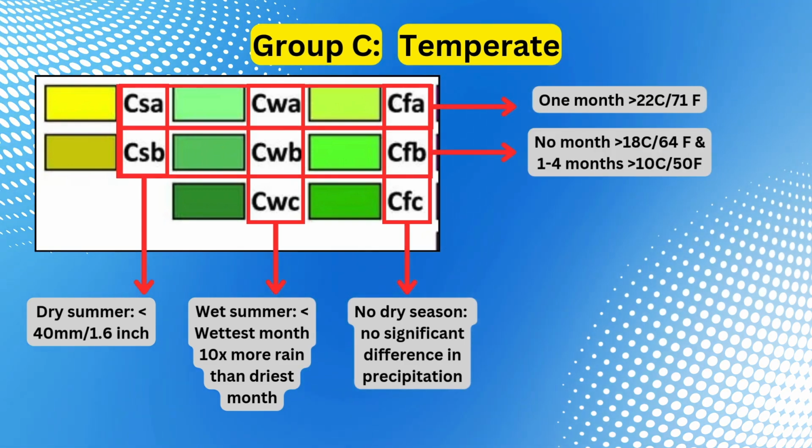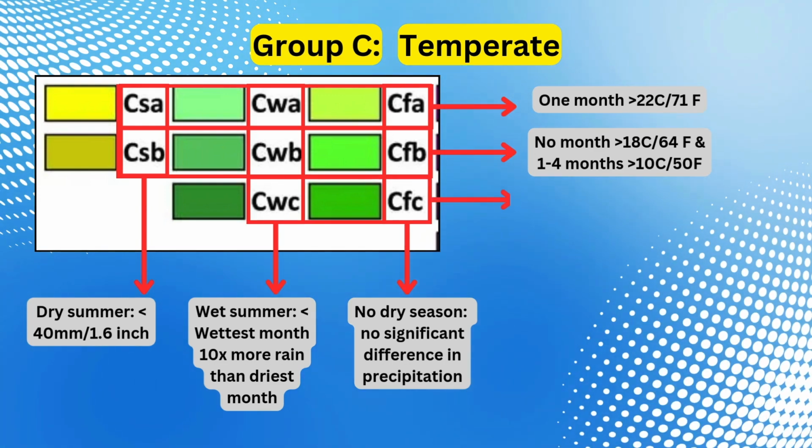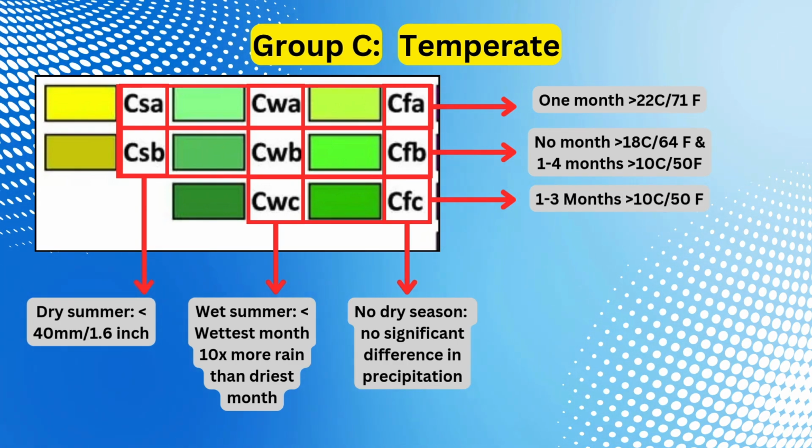If it's a B, it means that the area has a warm summer where no month has an average of above 22 degrees Celsius, and at least 4 months have an average temperature of above 10 degrees Celsius or 50 degrees Fahrenheit. If the third letter is a C, it means that there is a cold summer with only 1 to 3 months having an average temperature of above 10 degrees Celsius.